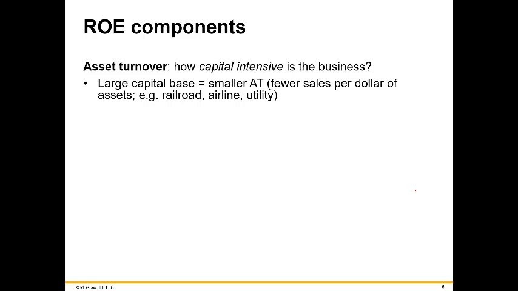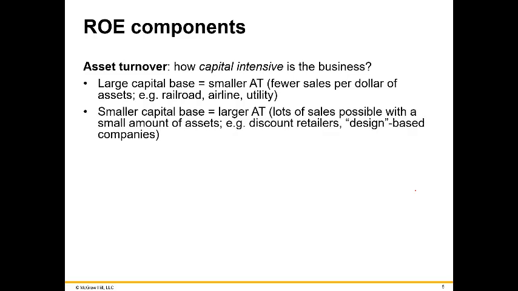Airline, they own really, really expensive airplanes. They have to own a lot of them. They have to have a lot of equipment, trucks and baggage machines, all that kind of stuff. So a utility has to own the power plant and then all the transmission lines, lots of equipment, lots of vehicles. So capital intensive businesses are going to have a low asset turnover because they have so much in assets. They're going to have a small amount of sales relative to assets.